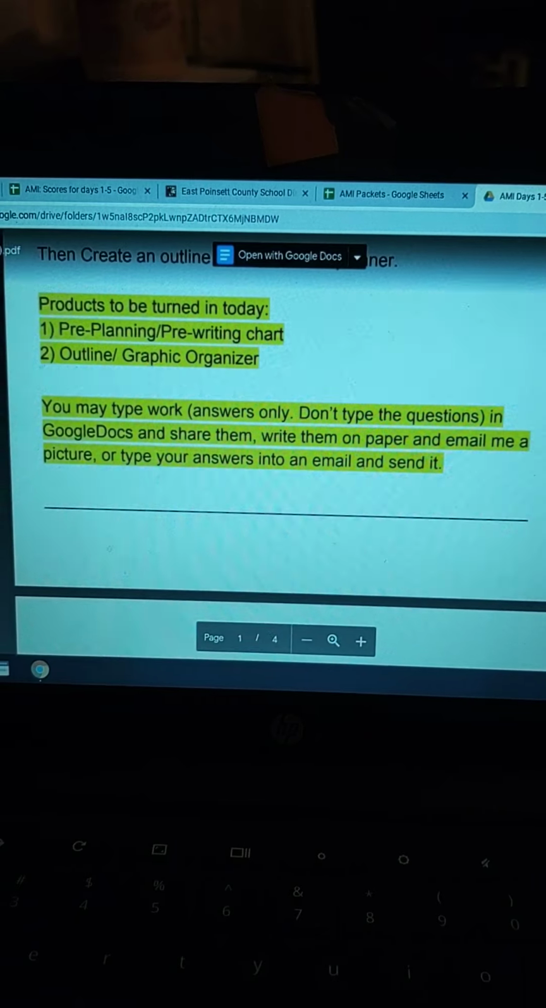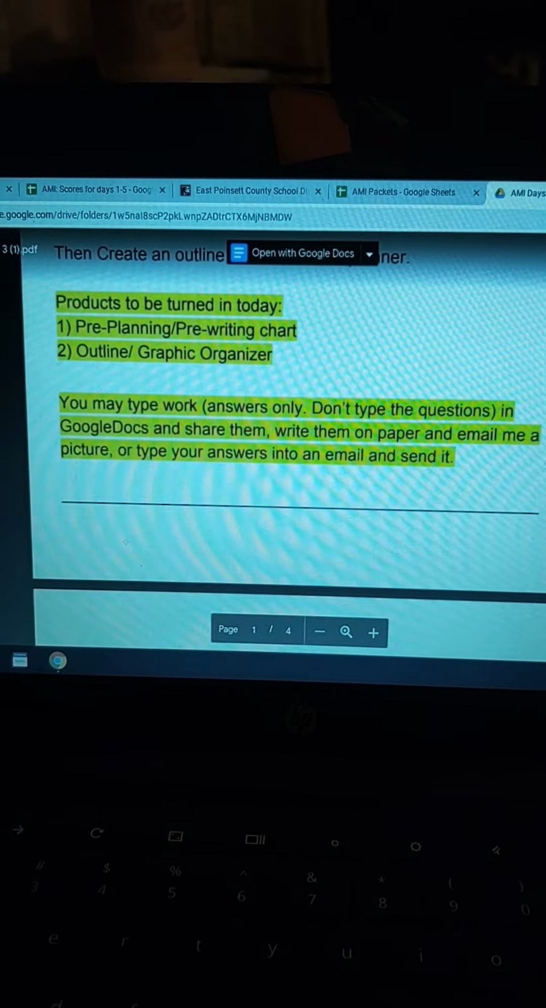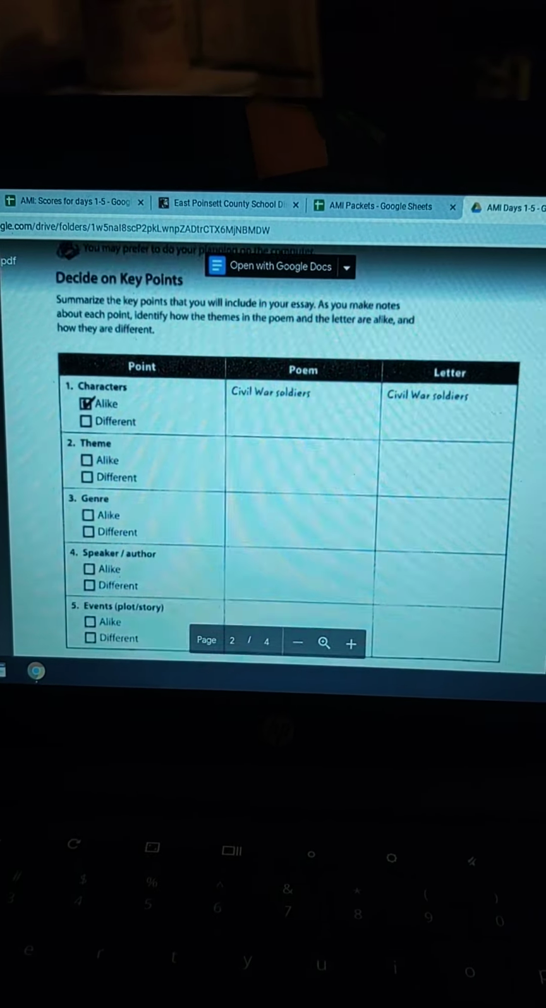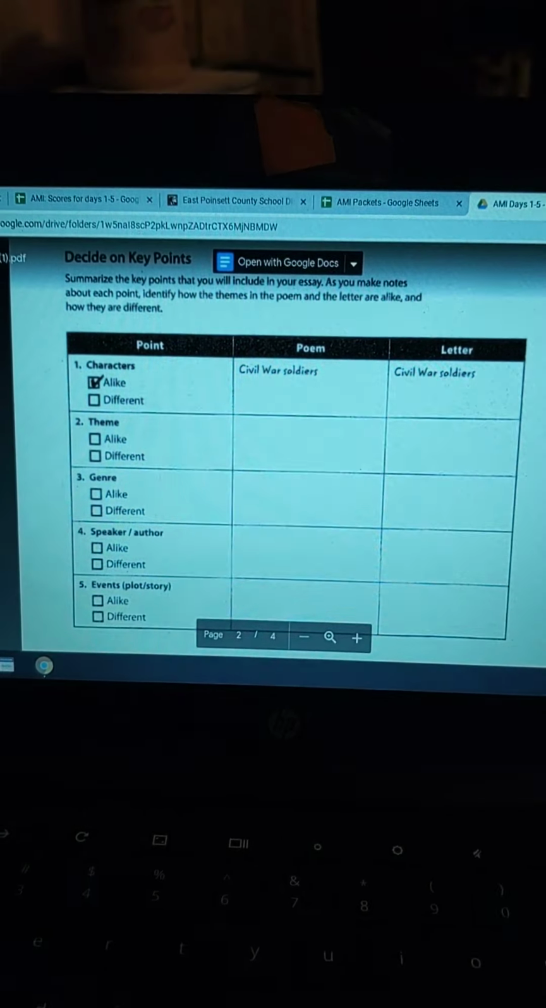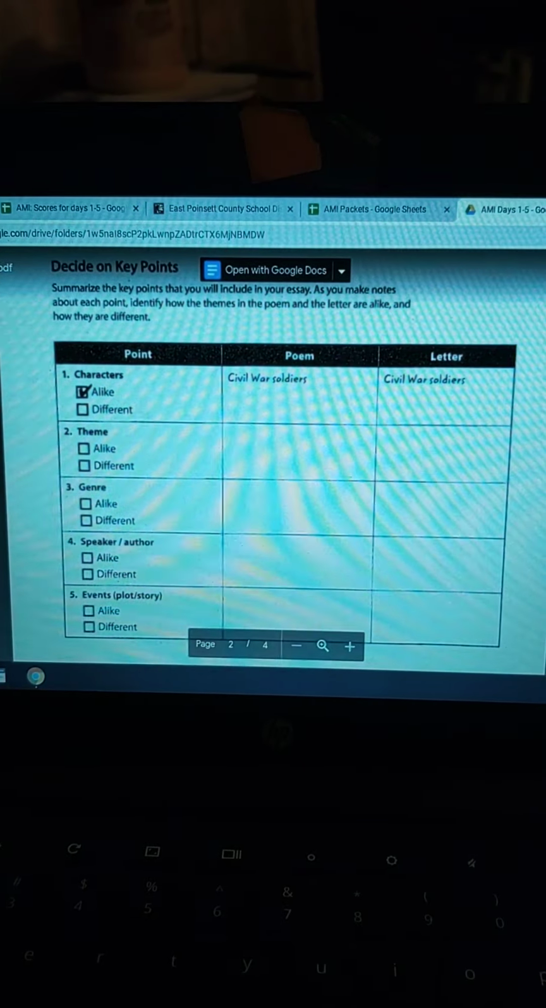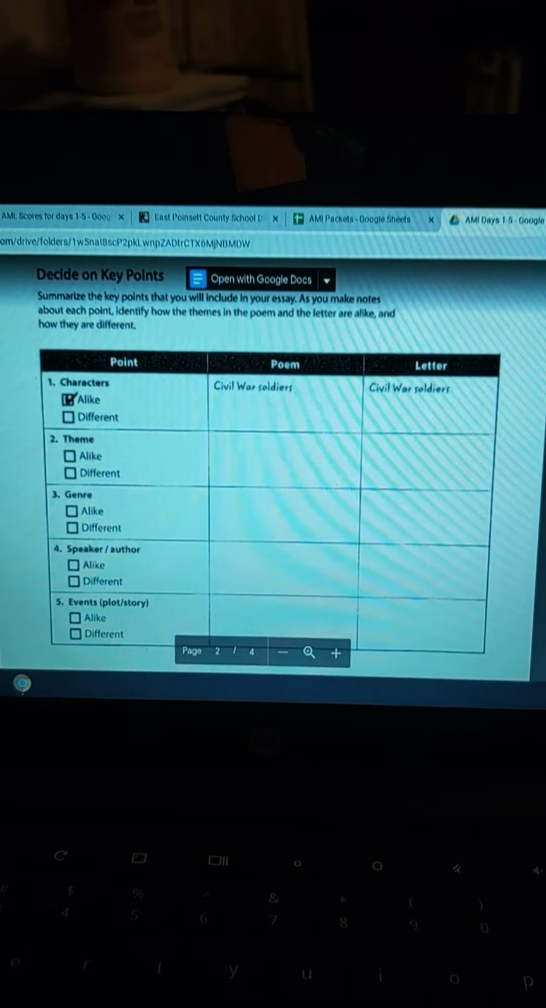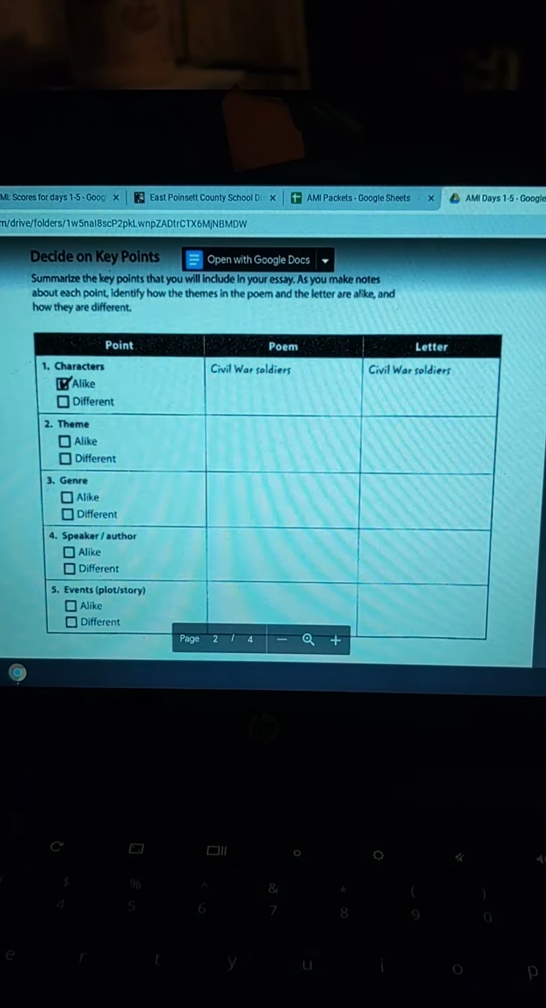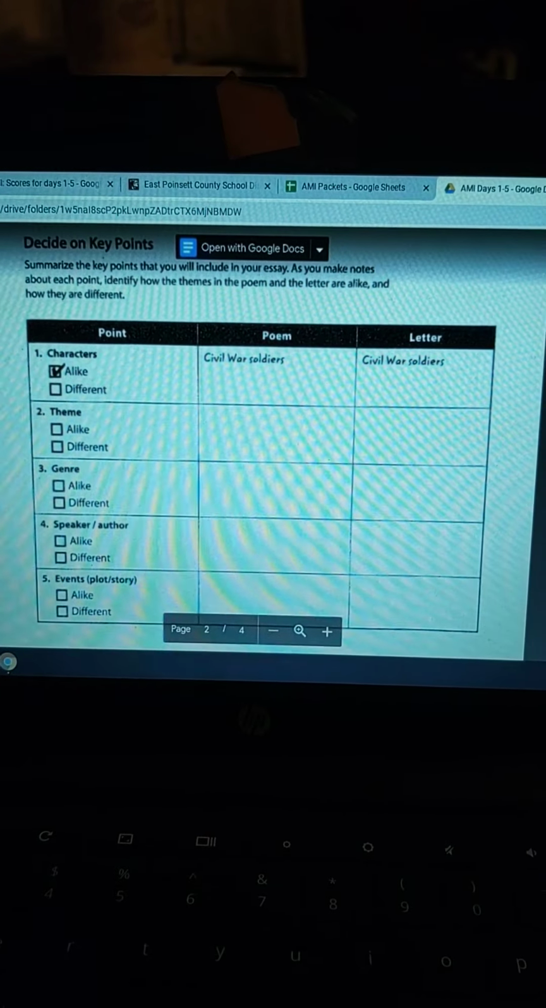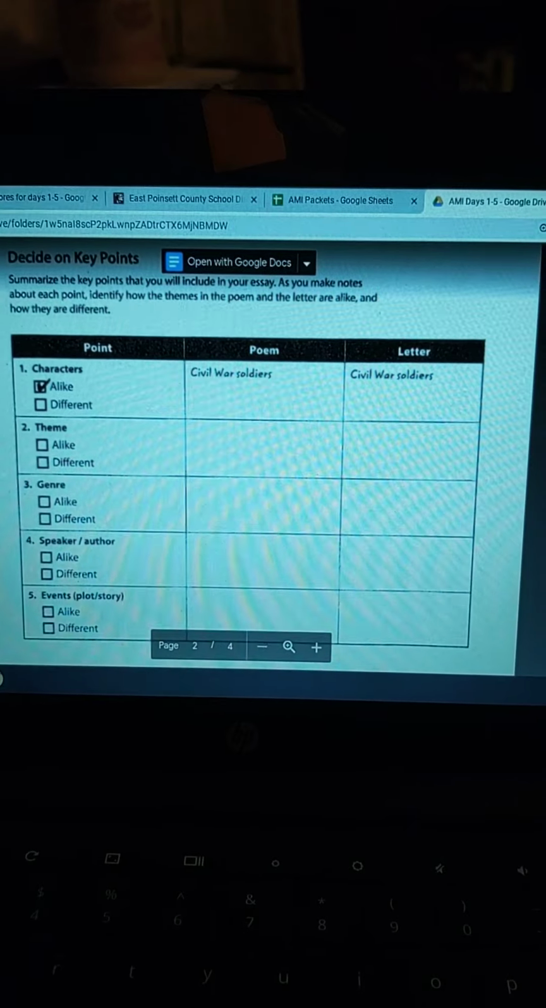Your products: one is going to be the pre-writing chart, which is this bad boy. You can write this on your own sheet of paper and take a picture of it. You can type things up, do it however you want to organize it that makes sense to you. But these are things you need to be looking at.